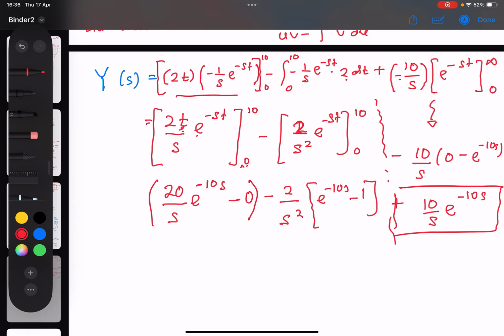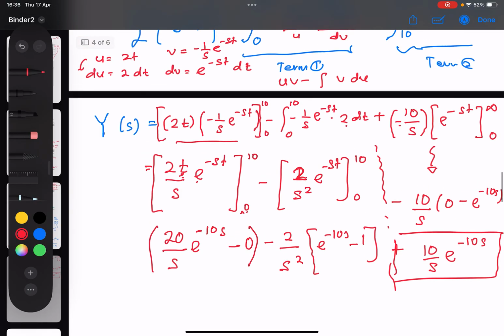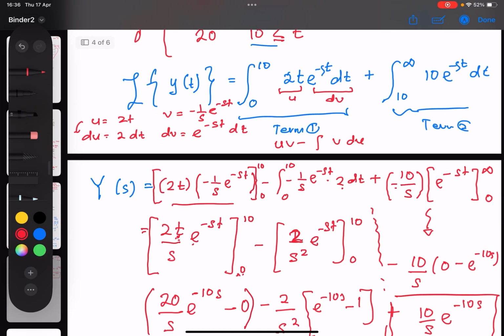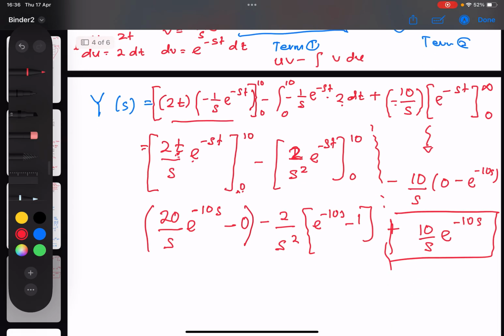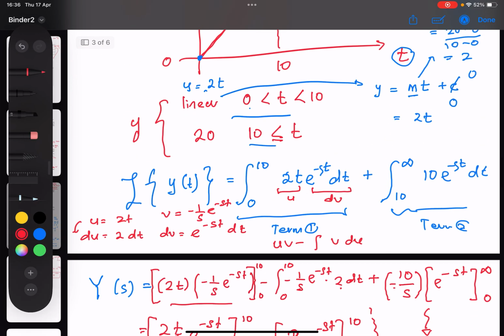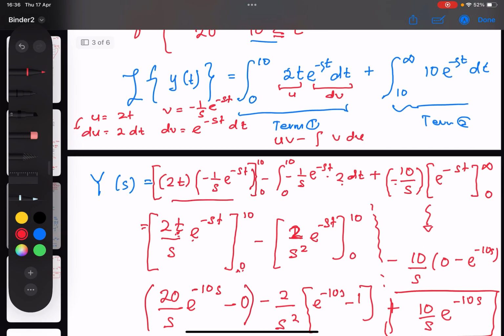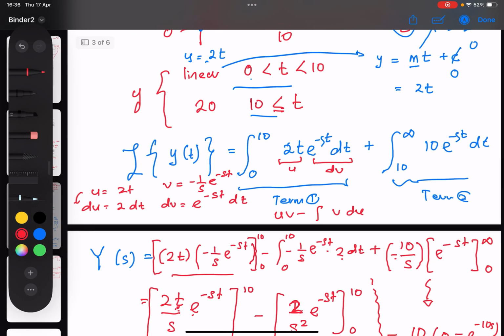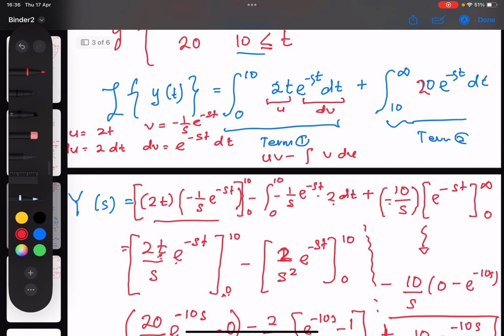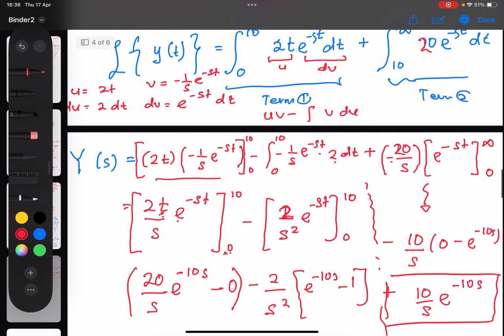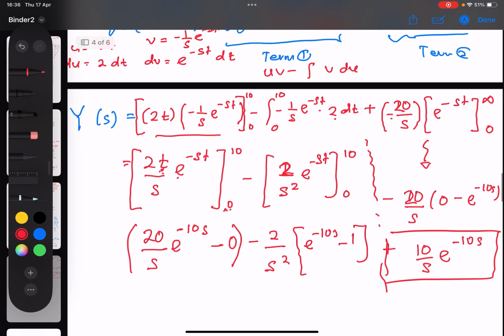Hold on, yeah. I think I made a mistake somewhere. What the heck? Hold on, let me think. Oh yeah, see? It equals 20, not 10. Gosh. This one should be 20. This one should be 20. This one should be 20.